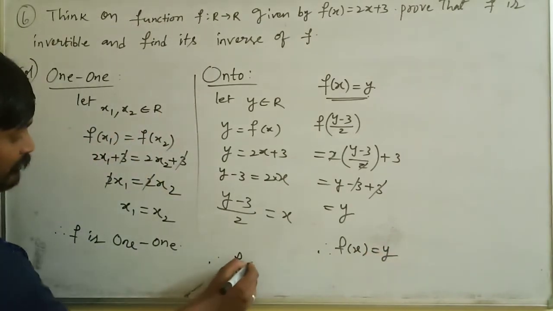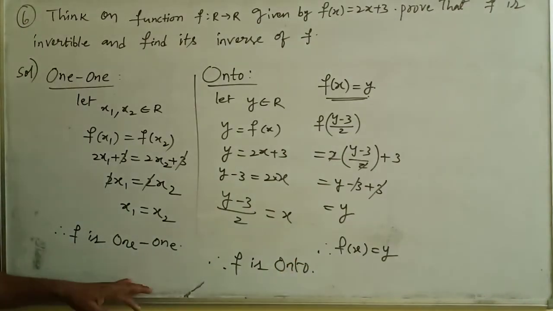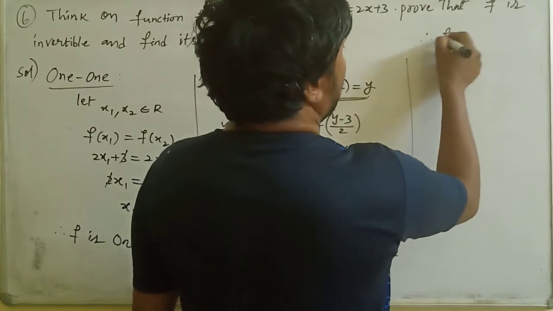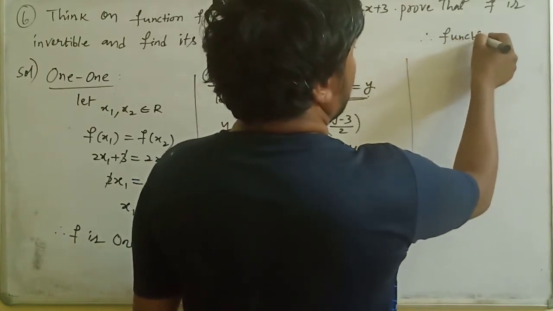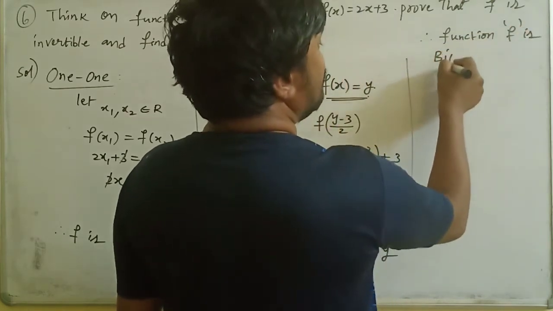Therefore, f is onto. If a function is 1 to 1 and onto, therefore function f is bijective.